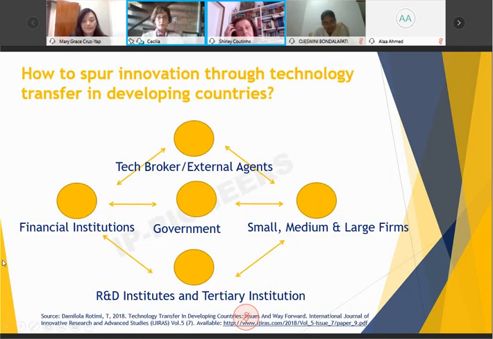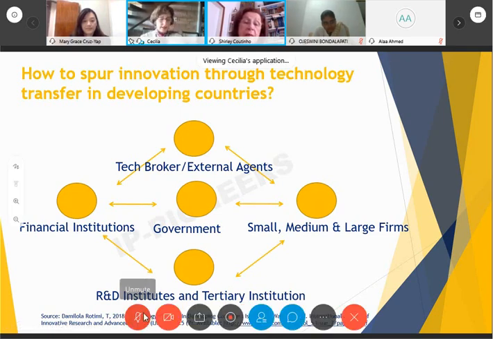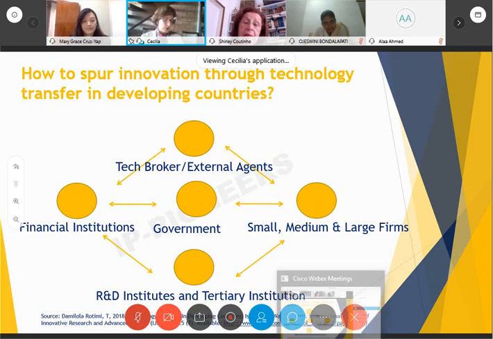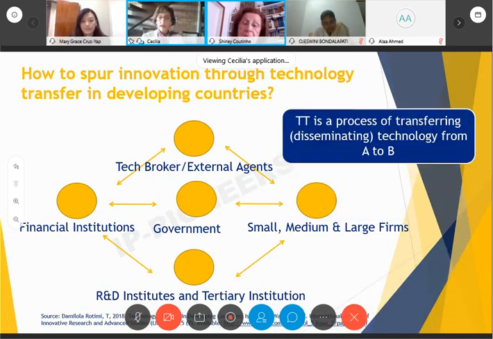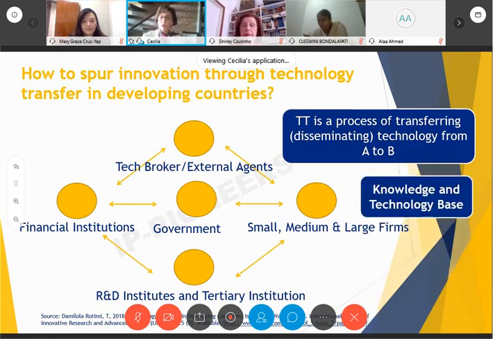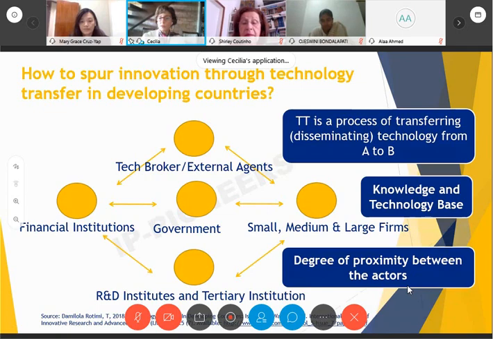To have a glance at the topic, I bring here a diagram that shows the interaction among different actors related to technology transfer. Technology transfer is a process of transferring or disseminating technology from A to B. But this will depend on the knowledge and technology base, and also the degree of proximity between these different actors.